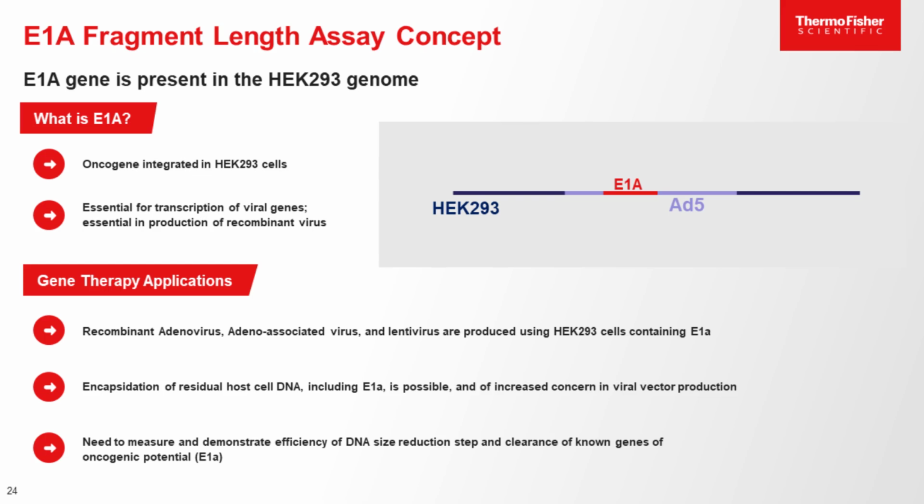A current challenge in viral vector manufacturing, and we discussed that earlier, is the co-packaging of host cell DNA within the recombinant viral vector capsid. As E1A is part of the HEK293 host cell genome and also a known oncogene, the potential residual E1A deserves specific attention of detection and quantitation as a potentially harmful process-related impurity. Regulatory guidance also requires a method to demonstrate the effectiveness of the DNA reduction process to fragments lower than 200 base pairs. Therefore, we developed a qPCR-based assay to simultaneously address both concerns by quantifying different fragment lengths of residual E1A.